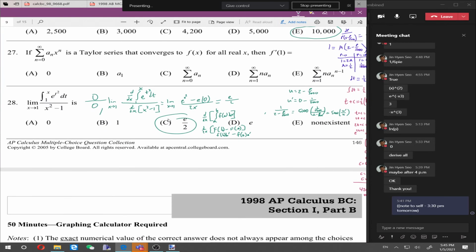For 27, we've got a Taylor series that converges to f of x for all real x. I want to know what the derivative would be at 1. And so if I take this general form and we differentiate, what's going to happen? Andrew? The general form? Yep.